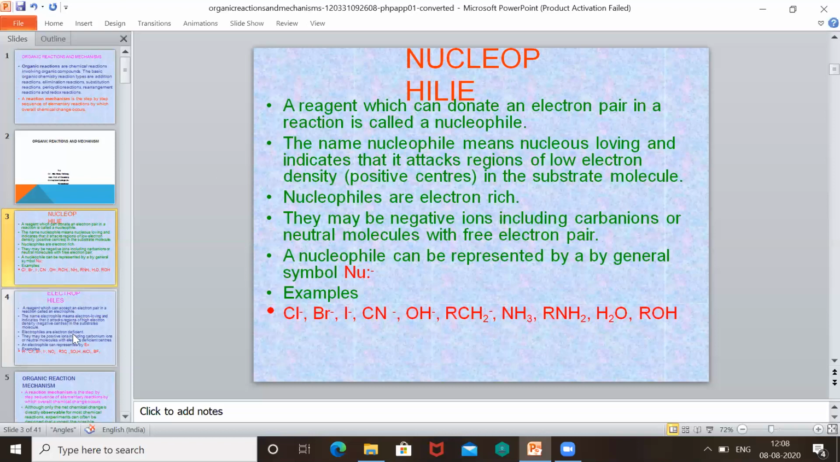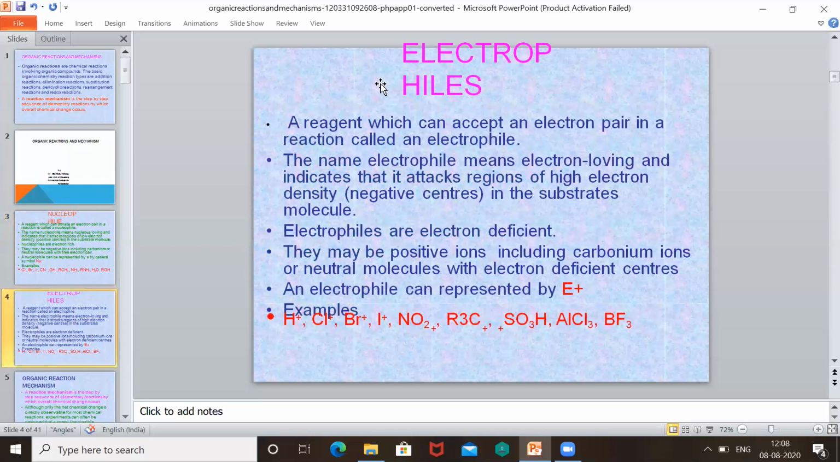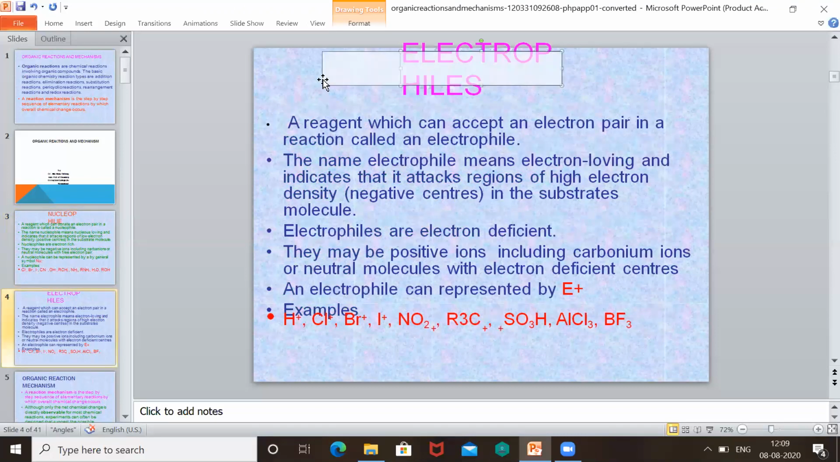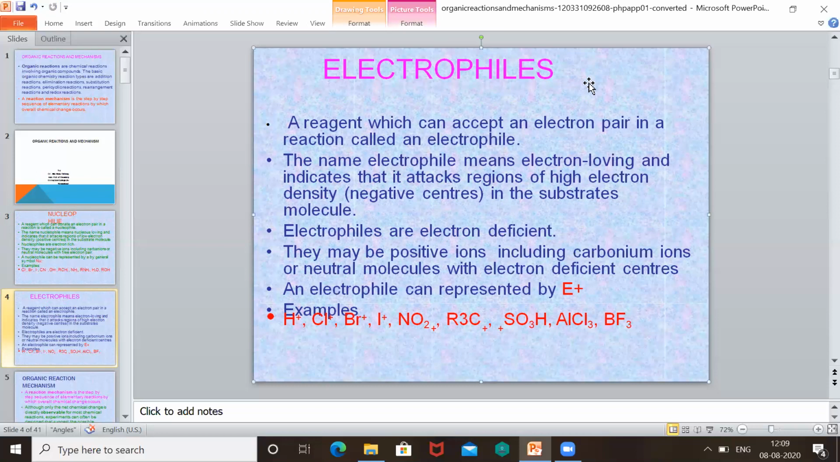Another type of reagent, let us see, is the electrophile. An electrophile is a reagent which can accept a pair of electrons, as we have seen in lower classes. A reagent which can accept a pair of electrons in a reaction is called an electrophile. They are electron-deficient compounds. They have either a vacant orbital or a positive charge. They may be positive ions including the carbocation. C plus ion is known as a carbocation.